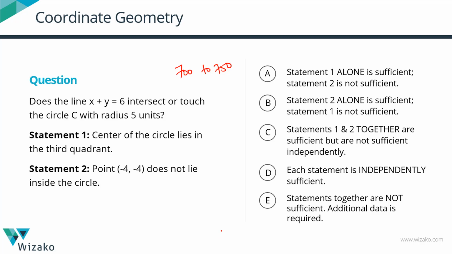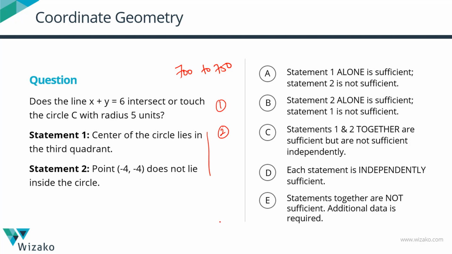Does a line x plus y equals 6 intersect or touch the circle whose radius is 5 units? As always, we have two statements in any DS question. But before we look into the statements, let's do two things. One, let's get clarity on when the data is sufficient, the usual stuff that we do with any DS question. The second one, which is very important as far as this question goes, is consolidating and getting key concepts in place that are required to solve this question.